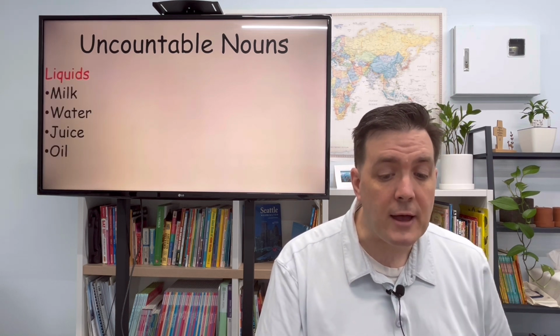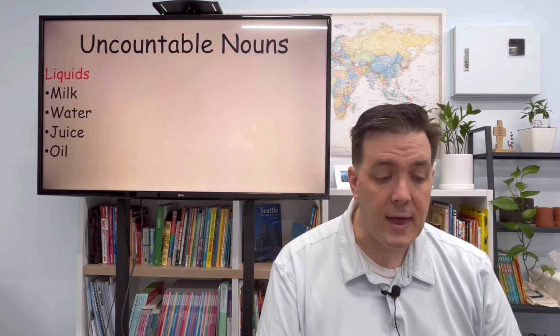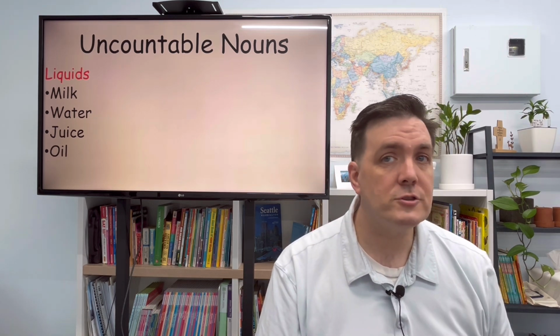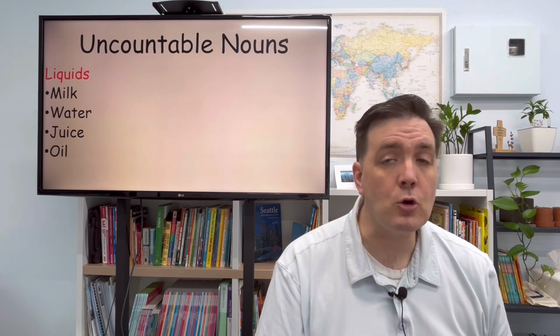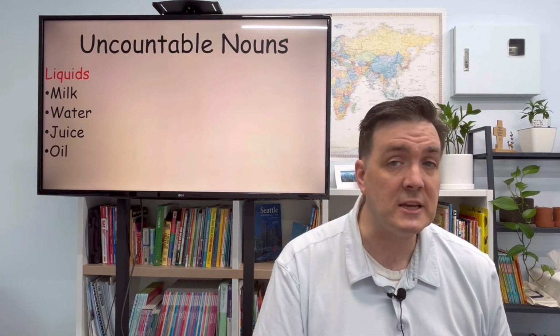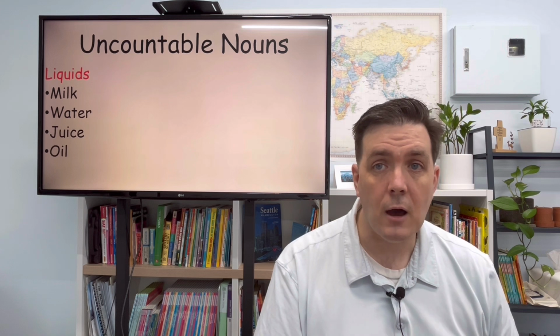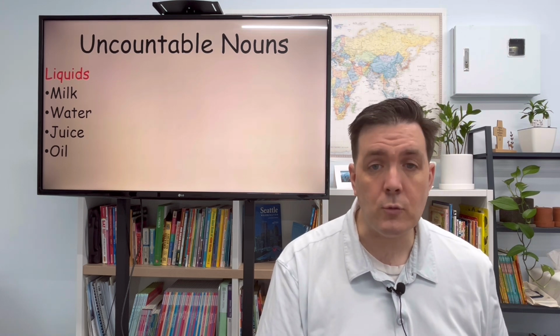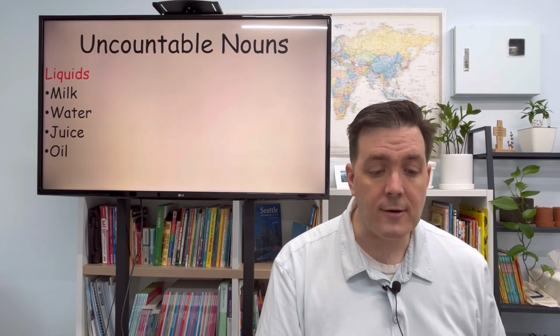First, uncountable nouns are all liquids. So we have milk, water, juice, oil. And of course, there are a whole lot more than that. We could say Coca-Cola or Pepsi. We could say cider. We could say gasoline. All of these are liquids, and they're all uncountable.